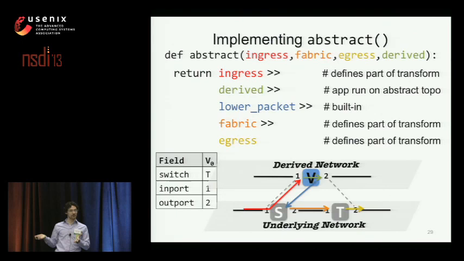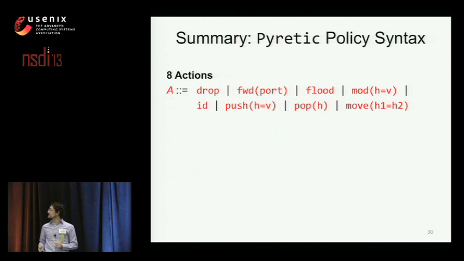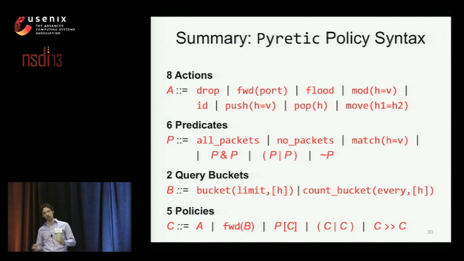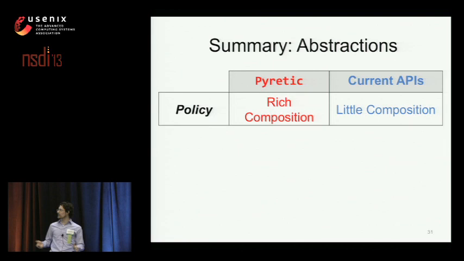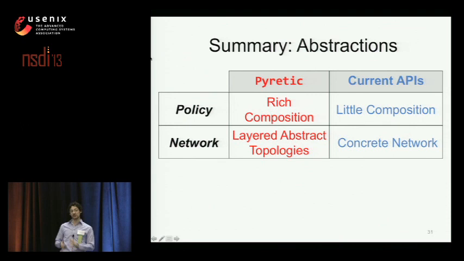So to wrap up, the syntax of Pyretic is 8 actions, 6 predicates, 2 query requests, and 5 policies. This and a working knowledge of basic Python makes you a Pyretic programmer. The abstractions we provide are a policy abstraction that provides rich composition, a network abstraction that provides layered abstract topologies, and a packet model with extensible headers.